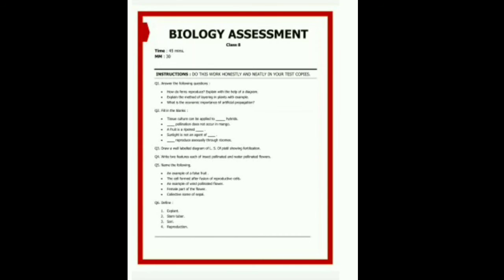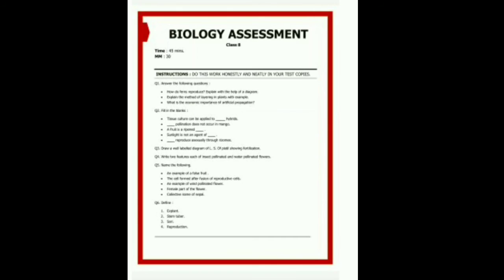Then out of the 4 points that are given on page number 26, for water pollinated flowers, the features are given. Flowers are small size, pollen grains are lightweight and easily float on water. They are produced in large numbers. Pollen grains are covered with a waxy coating. Out of the 4, you can write any 2 features. This carries 4 marks.